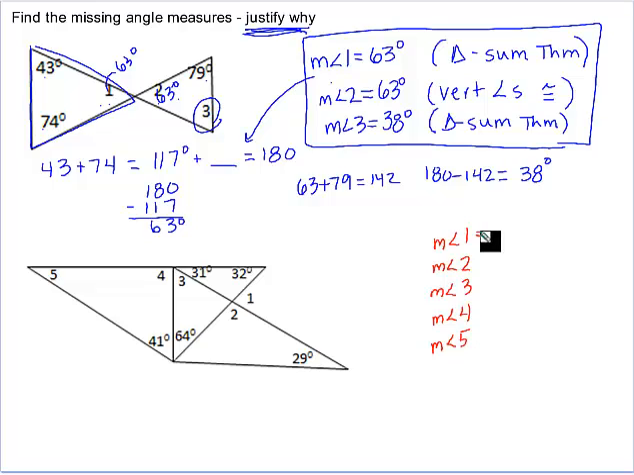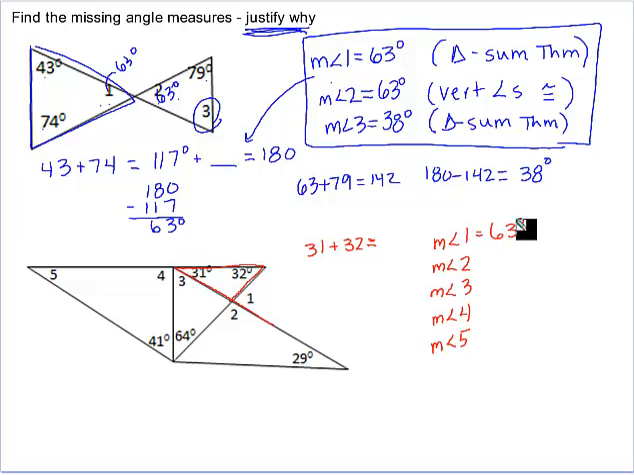Here's angle 1. Notice that angle 1 is exterior to this triangle right here. Since angle 1 is an exterior angle, we can just add the two remote interior angles up, and that should give us our exterior angle. So that means angle 1 is 63 degrees.